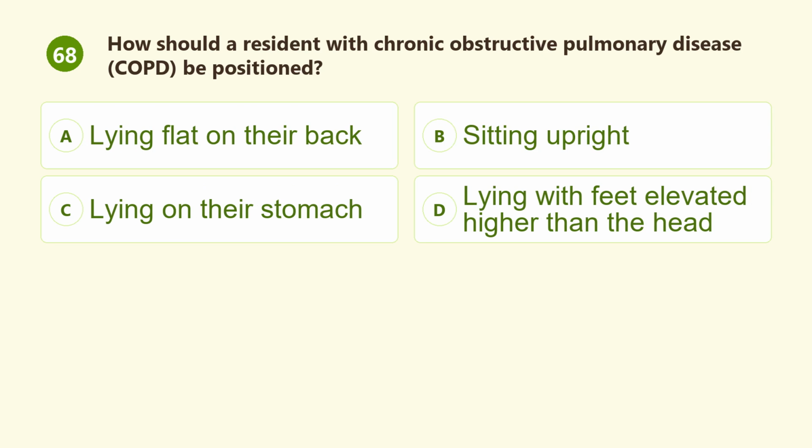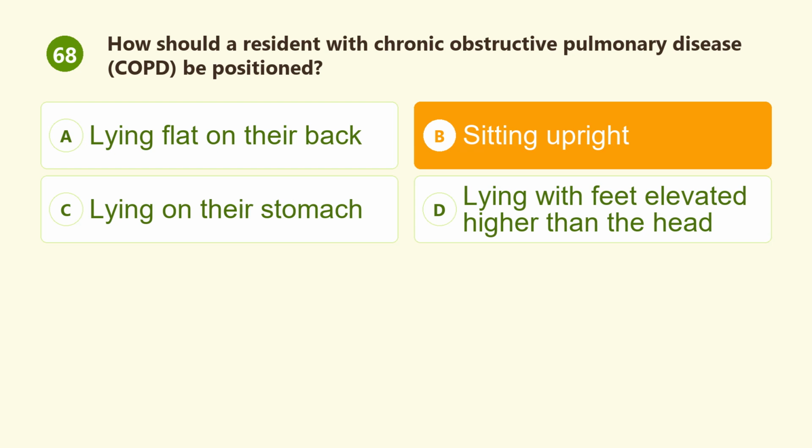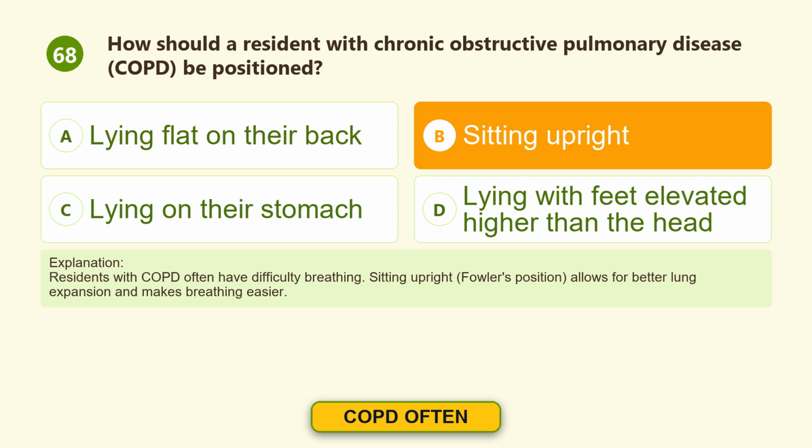Question 68. How should a resident with chronic obstructive pulmonary disease, COPD, be positioned? Option A, lying flat on their back. Option B, sitting upright. Option C, lying on their stomach. Option D, lying with feet elevated higher than the head. The correct answer is option B, sitting upright. Residents with COPD often have difficulty breathing. Sitting upright, Fowler's position, allows for better lung expansion and makes breathing easier.